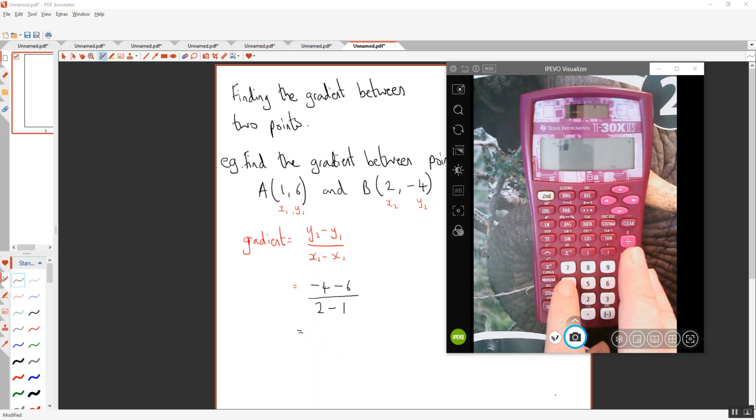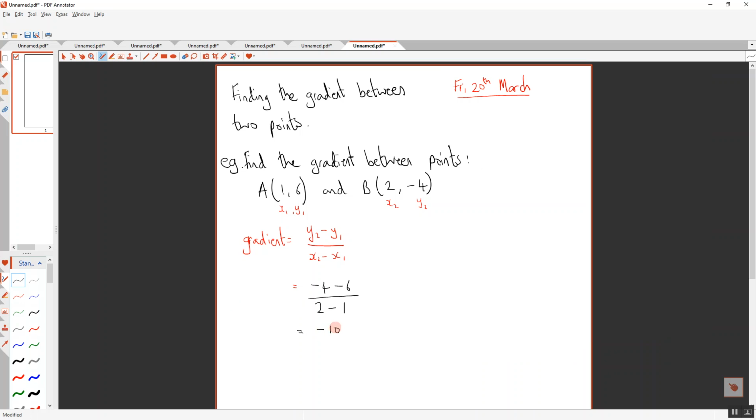I've got -4 take away 6, so that gives me -10 on the top. On the bottom, 2 take away 1, I don't need to use the calculator for that. So -10 divided by 1 is -10, and that is our gradient. And remember, that tells us that the line is sloping upwards or downwards. Have an answer? Okay, yes, it is sloping downwards, because remember, negative gradient means the line slopes downwards.